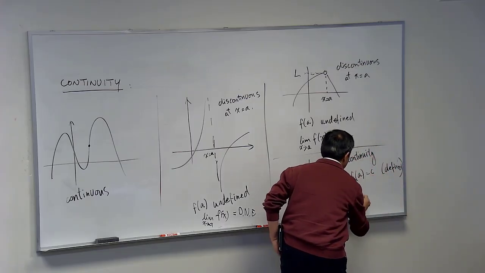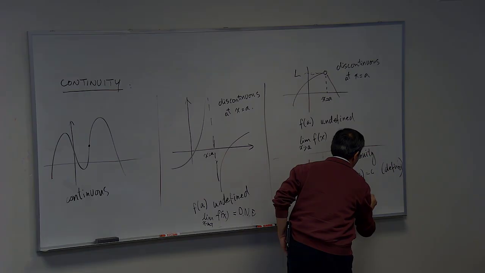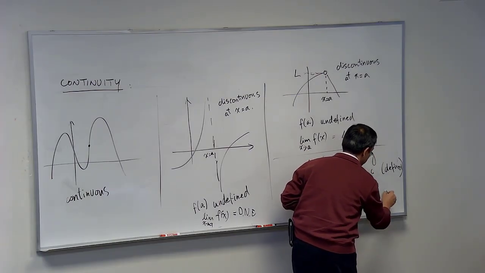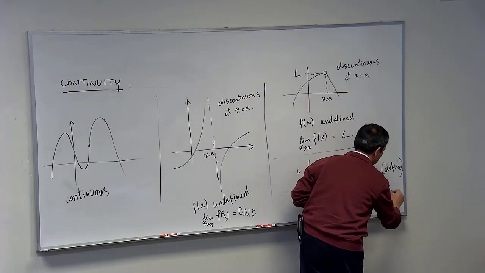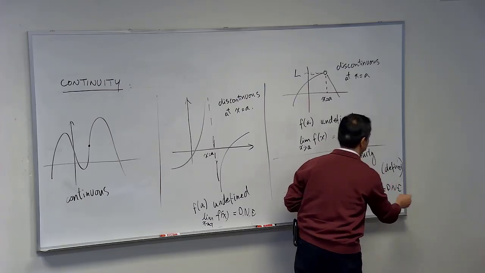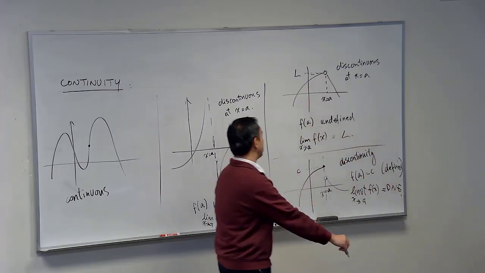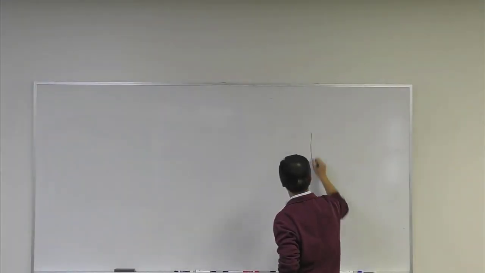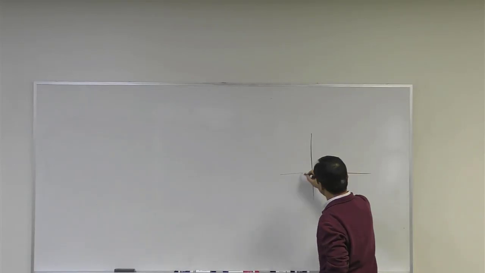But then the limit does not exist. X comes to some value A. That limit point A does not exist. And so there are so many different cases for discontinuity. Let's do another case of discontinuity where, yes, we may have a limit.